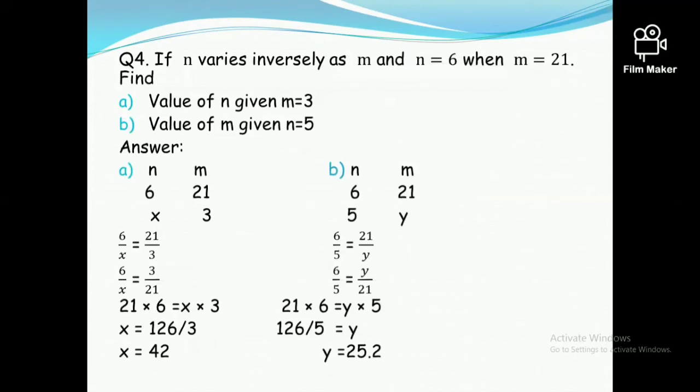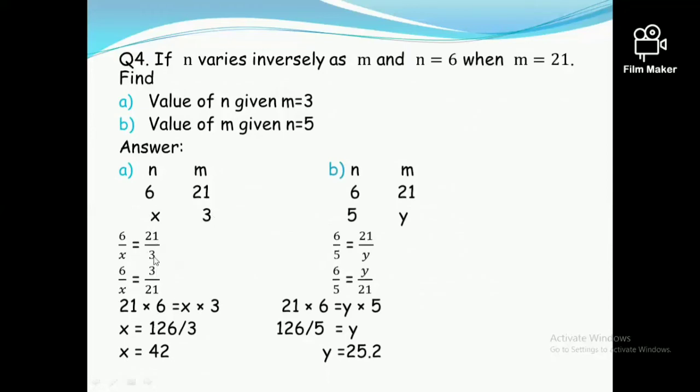Let's come up with this question, right? Question number 4, they have given the direct relationship: if n varies inversely as m. So n and m are inverse proportions. Directly they have given it, nothing to worry about. And n equals 6 when m equals 21, right? Then we can write when n equals 6, m equals 21. Find the value for n when m equals 3. So you can write 6 divided by x equals 21 divided by 3.